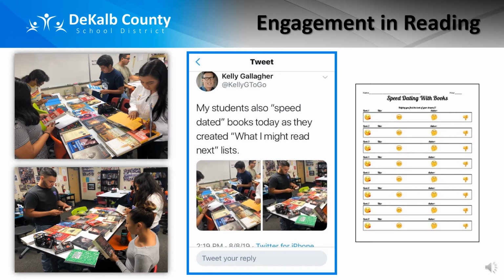Another engagement strategy is speed dating with books. Kelly Gallagher, co-author of 180 Days, Two Teachers and the Quest to Engage and Empower Adolescents, and a leading voice in literacy education, uses speed dating with books as a tool for students to create reading wish lists. Speed dating with books is effective because it gives students a chance to get to know a book before forming a committed relationship with it. During speed dating with books, students read the cover, the front and back flaps, and then begin actually reading the book during the speed dating time limit.